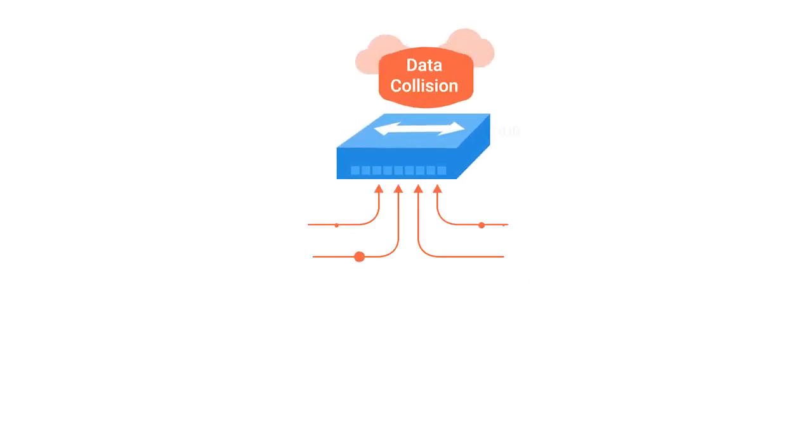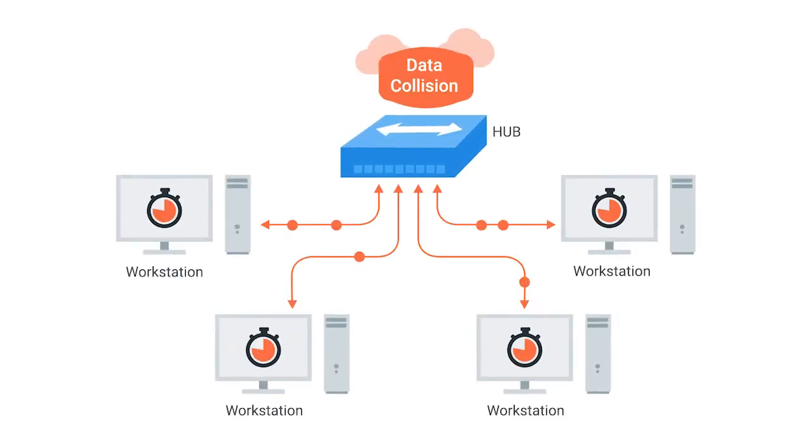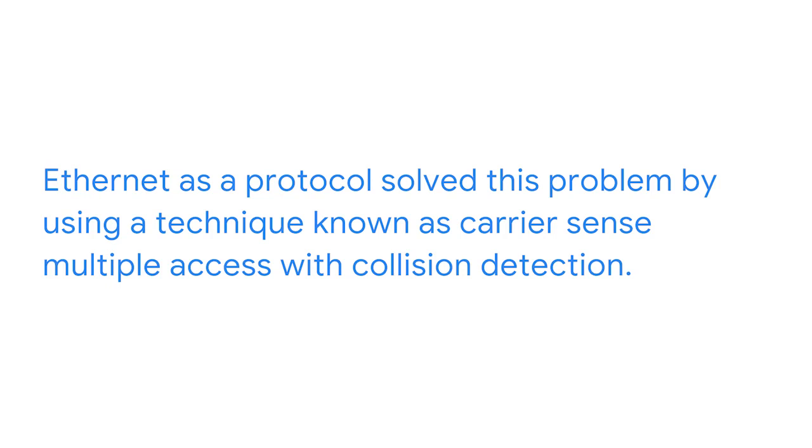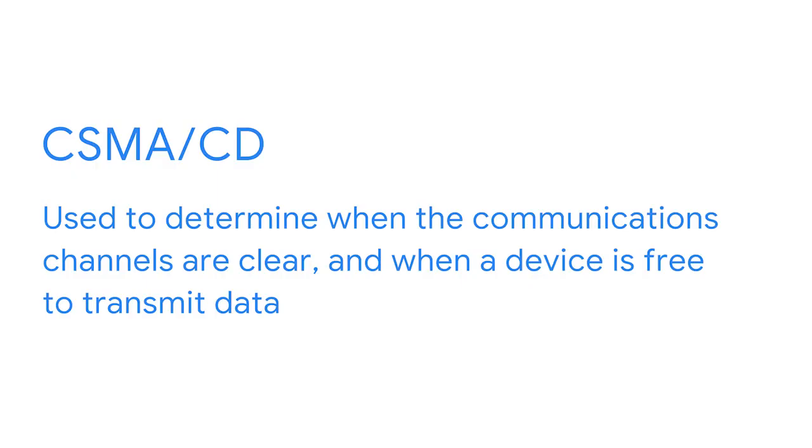You might remember from our discussion about hubs and switches that a collision domain is a network segment where only one device can speak at a time. This is because all data in a collision domain is sent to all the nodes connected to it. If two computers were to send data across the wire at the same time, this would result in literal collisions of the electrical current representing our ones and zeros, leaving the end result unintelligible. Ethernet as a protocol solved this problem by using a technique known as carrier sense multiple access with collision detection. Doesn't exactly roll off the tongue. We generally abbreviate this to CSMA-CD.